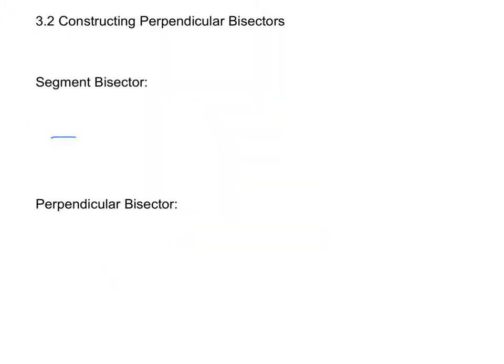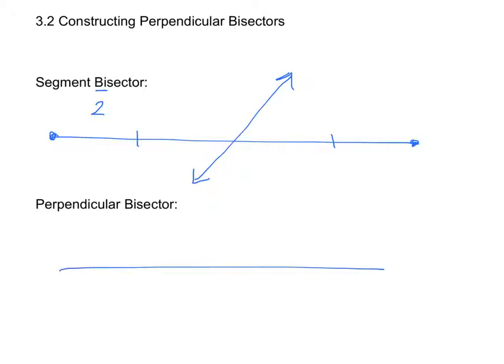So, a segment bisector is a line that intersects a segment at the halfway mark so that each part is congruent. You can remember that because bi means two, so two equal parts. A perpendicular bisector is very similar. It's a line that goes through the segment at the halfway point, but it does so at a right angle. So we get something like this.